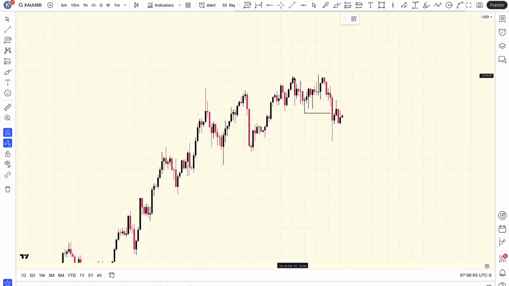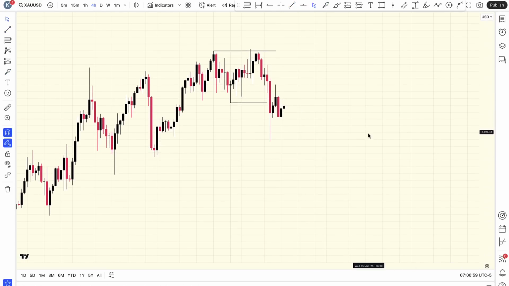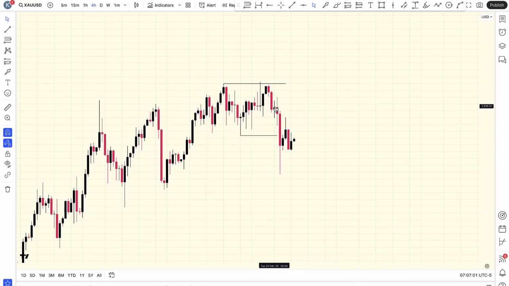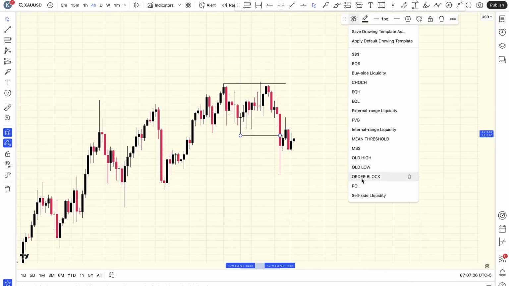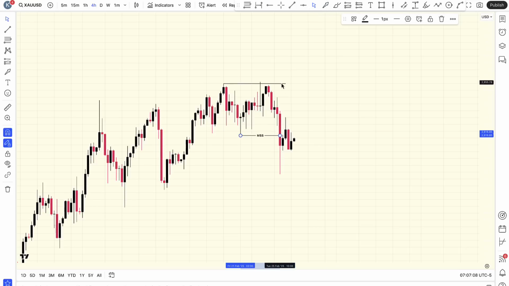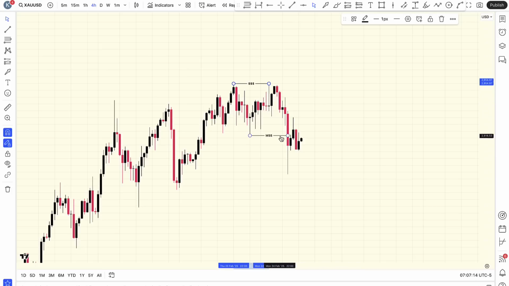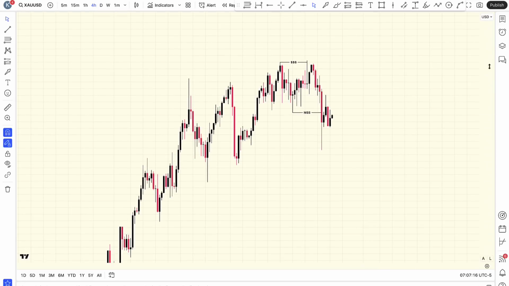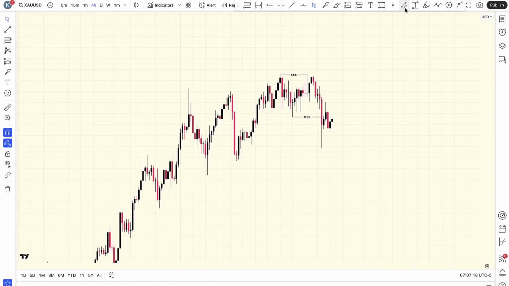Price dealt with what? Draw on liquidity. That is a draw on liquidity. And what happened? Price came massively into this. We call it a market structure shift, or what other people call change of character. And this is a liquidity clearance. Shifting market structure. Now, in this shifting market structure, price will want to seek for something, and that was this fair value gap.